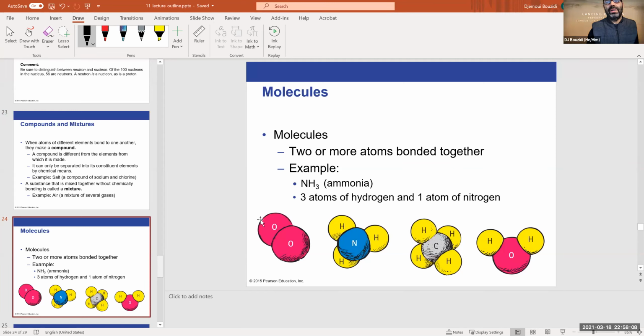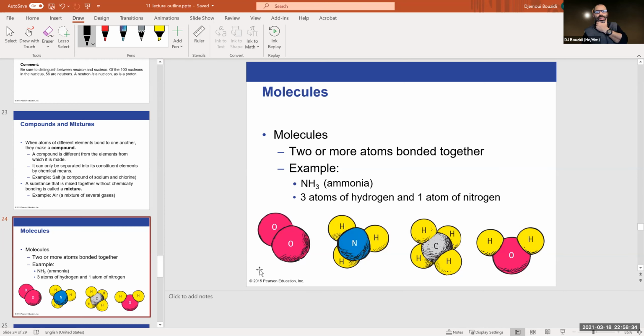For example, I have here the oxygen in the air, O2. This is ammonia, which is really prevalent in the outer planets, the gas giants. So NH3, and then you have methane, CH4, and you have the water molecule I was talking about earlier between the oxygen and the two hydrogen atoms. So those are typical molecules that you see around you.